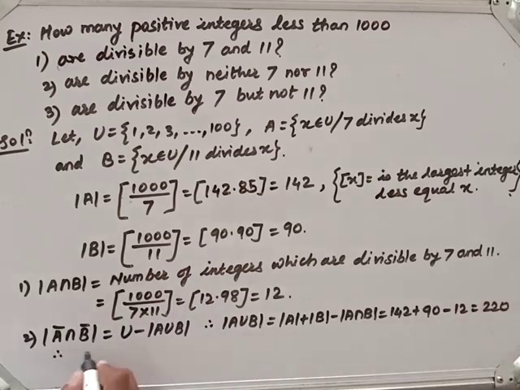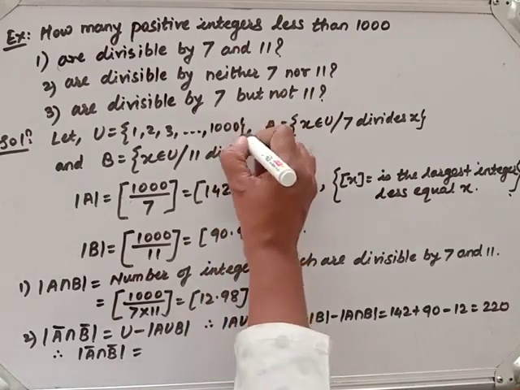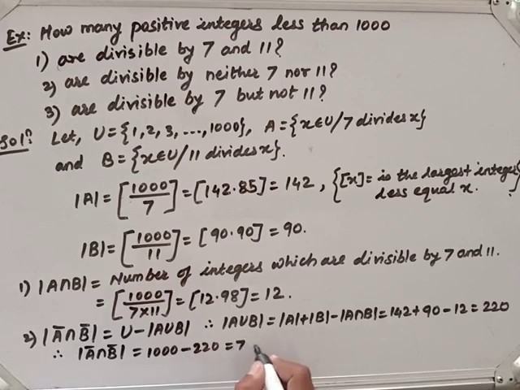Therefore, what is A bar intersection B bar? Neither A nor B will be what? This is U. Sorry, here not 100. This is how much? 1000. So U will be 1000 minus 220. So this is what? 780. This is 780. Fine.